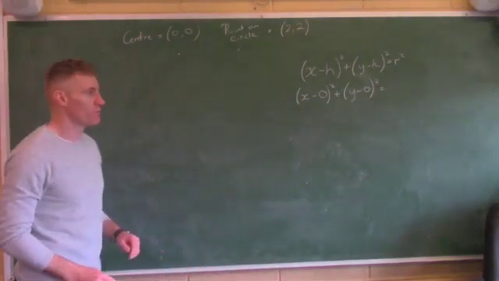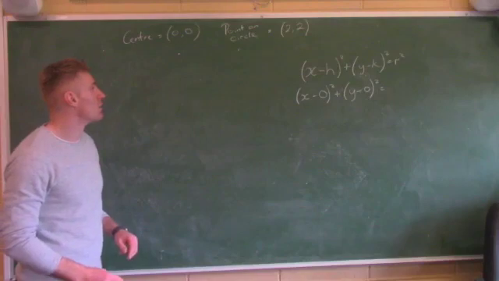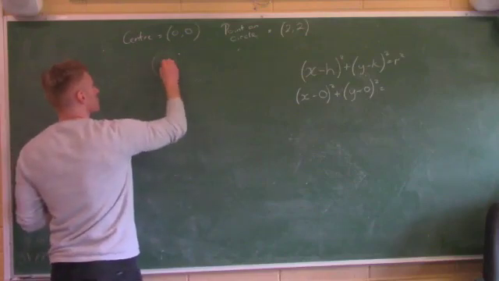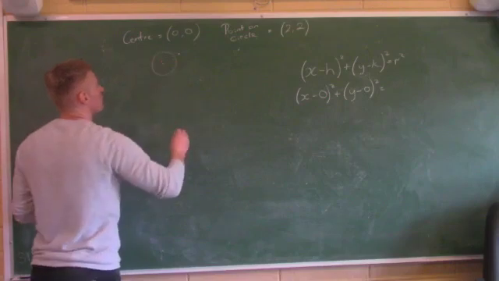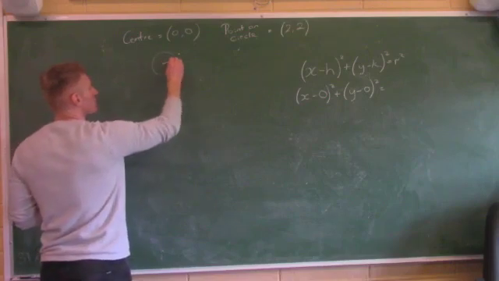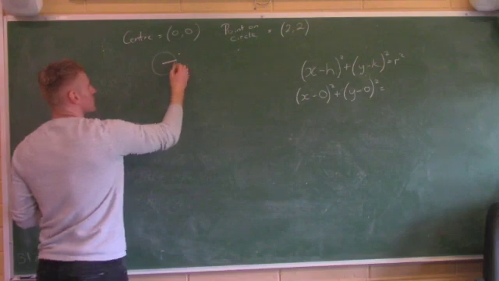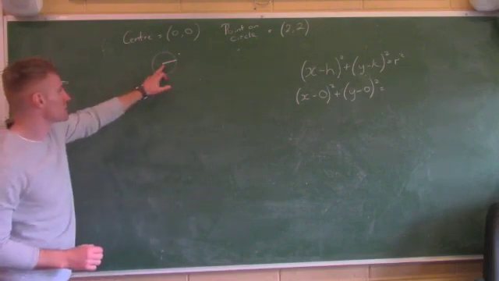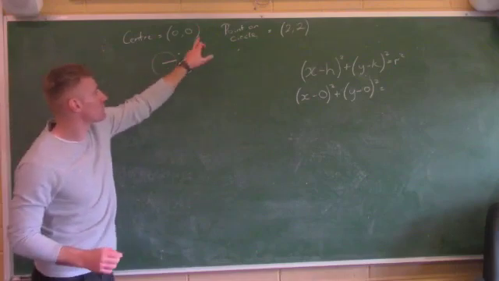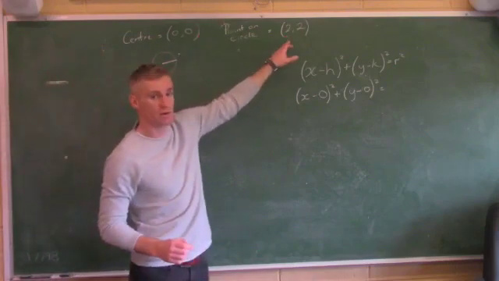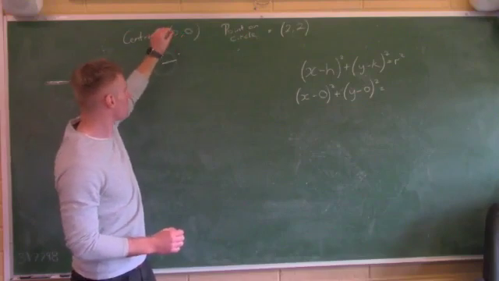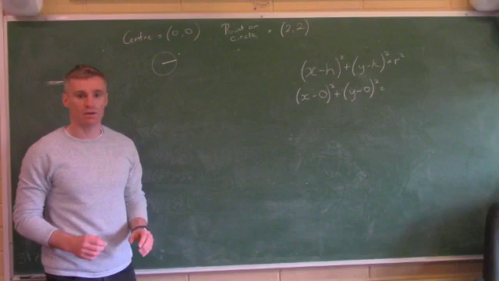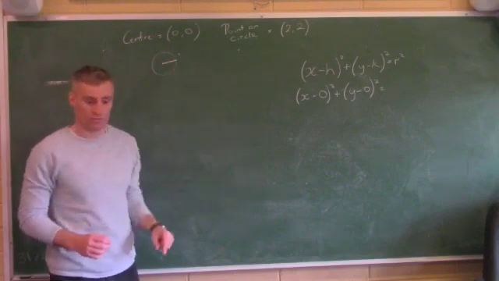Now, here's my problem. I don't have my radius. But I do know that my radius would be the centre to the outside of the circle. So my radius is from the centre to the outside, from there to there. So how long is it from one point to another?